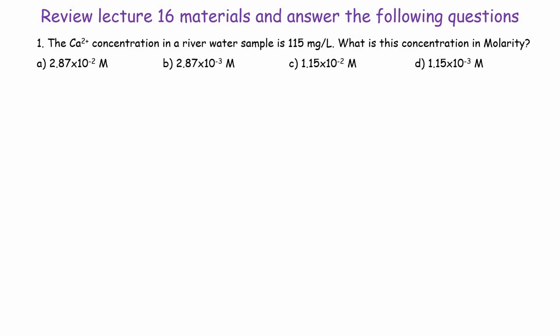Here is quiz number 1 for the end of lecture 16 quizzes. The calcium concentration in a river sample is 115 milligrams per milliliter. What is this concentration in molarity? So we know the key equation for molarity is M equals moles of solute over liters of solution. So now what do we know? We do know the mass in 1 liter. So first we need to convert from milligrams to grams, and then from grams to moles, then we can apply this equation.